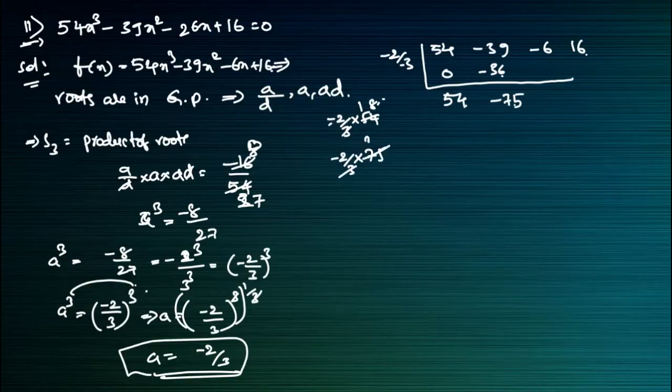So 2 3s are 6, 25 2s are minus 50. Here minus 50 will come. Here minus into minus is plus, so plus 50 will come. So here it will become 50 minus 6 is equal to 44. So 44 into minus 2 by 3 into 44. So 44 will come now. So what will be the answer will come here?